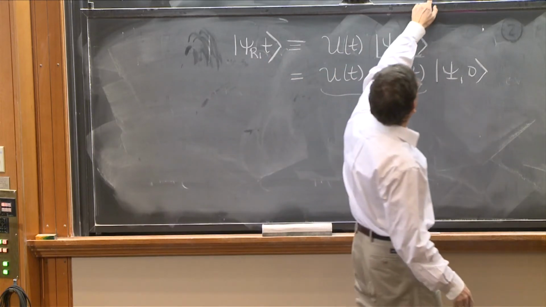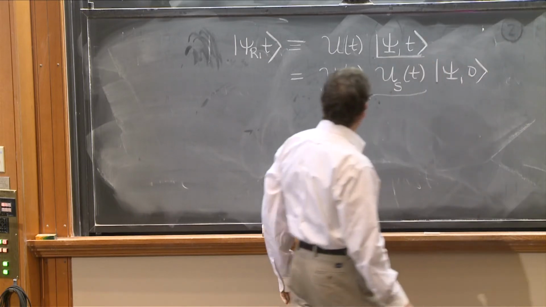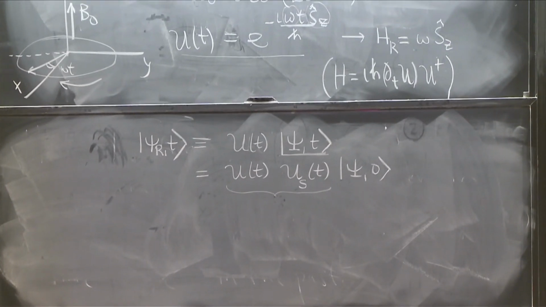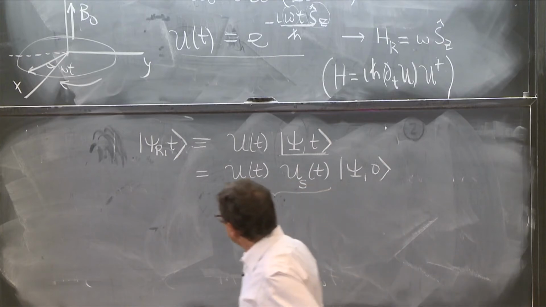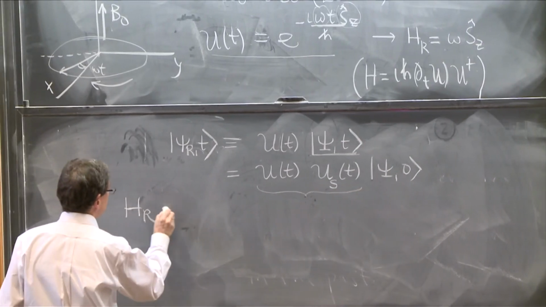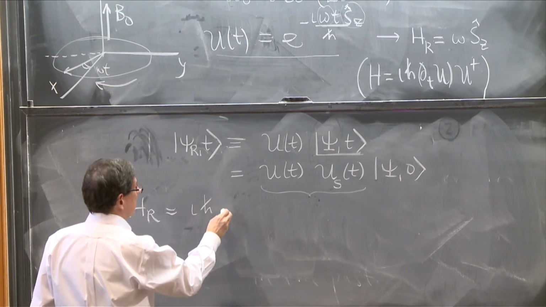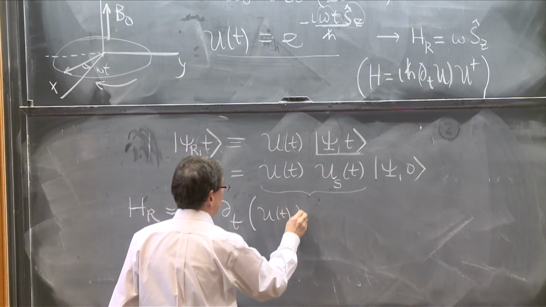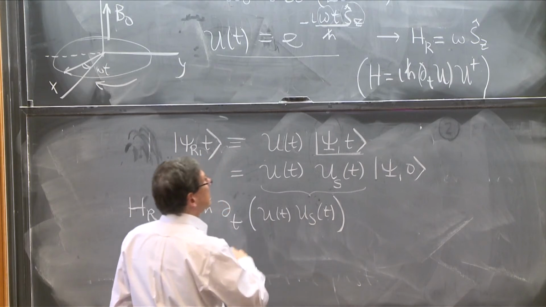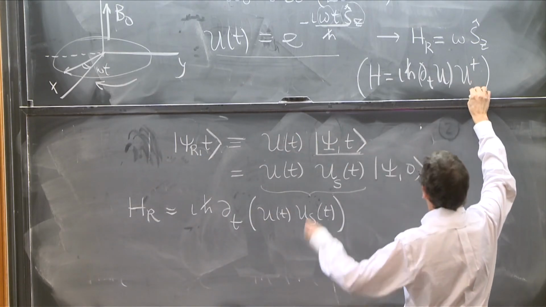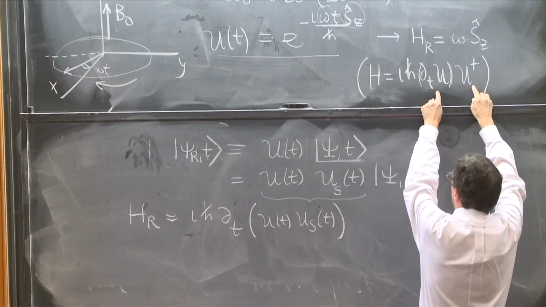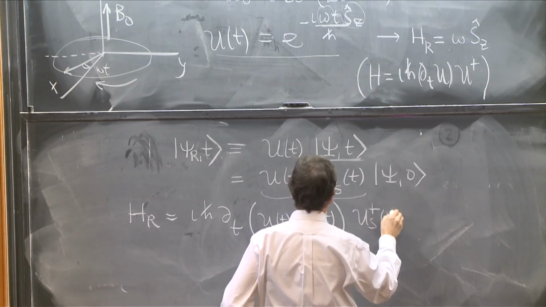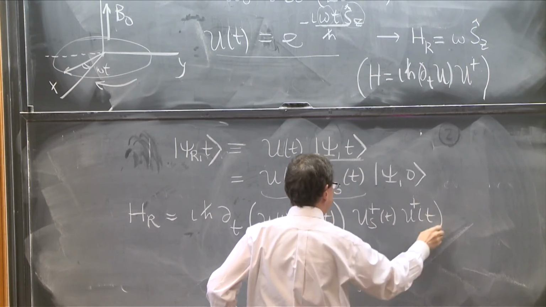Therefore, I'm going to recover the Hamiltonian using this formula. So I will simply say that the rotating Hamiltonian HR is i h bar dt of this whole thing, u of t, Us of t, times its dagger. Because this is the general formula to obtain the Hamiltonian when you know the time evolution operator. So the dagger of this would be Us dagger u of t dagger.